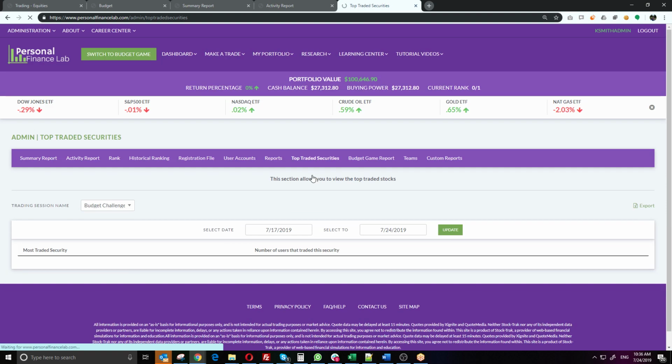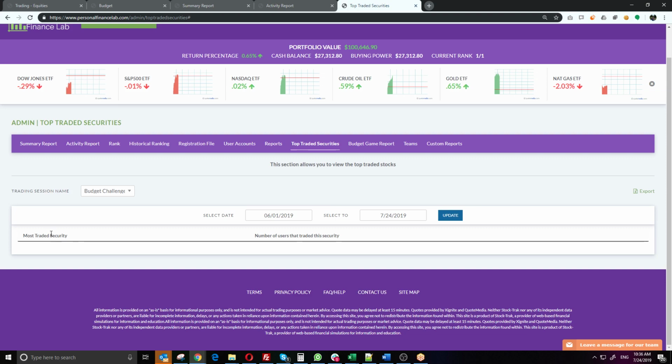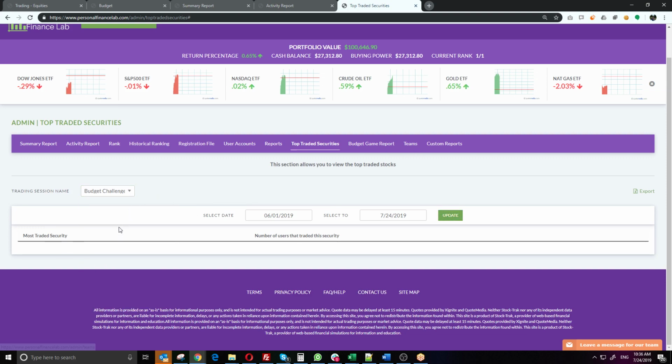The top trade securities report, you can enter any date range that you want to see, and this is going to show you the most commonly traded stocks with how many students have made those trades in your class. I don't have any trades in this class, so there's not much to see.